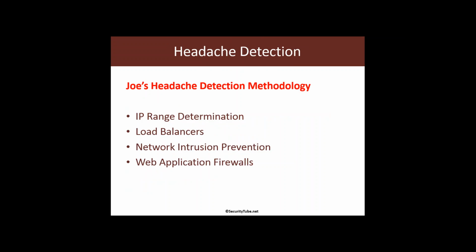So our next step, let's move on to headache detection, and that'll be our next video. So hopefully this gave you some insight as to what I do when I'm on the outside of the network looking for stuff that's externally vulnerable. On the headache detection stuff, you've got to look for modern defensive mechanisms, not just external firewalls, but load balancers, IPSs, and web application firewalls. So I'll see you in our next video when we cover that stuff.